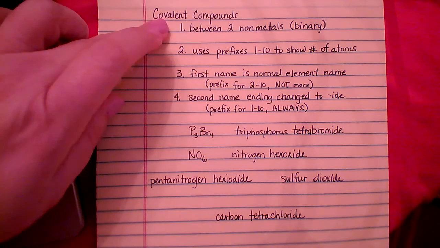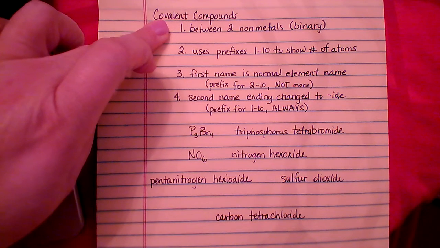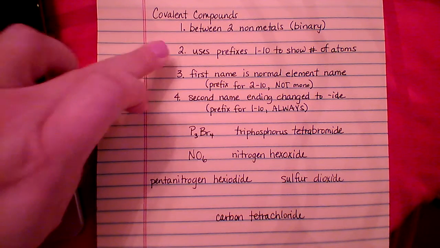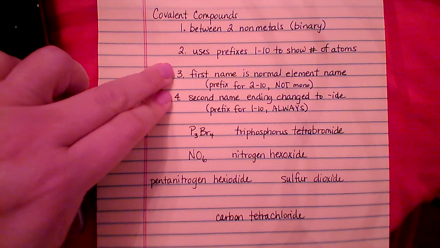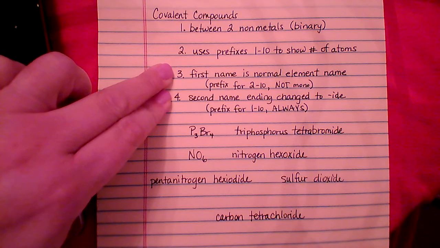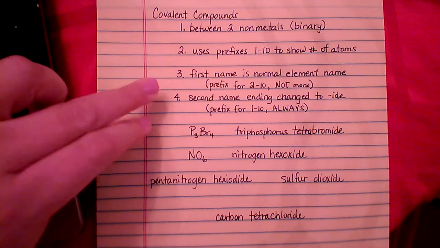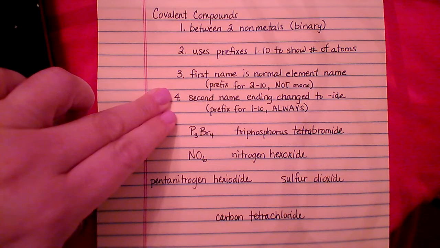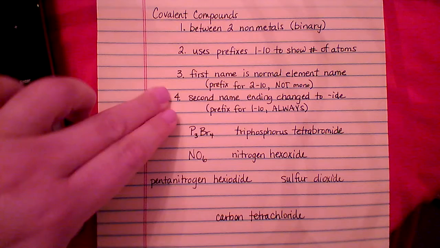Just as a quick refresher, remember covalent compounds are between two nonmetals. They use the prefixes 1 through 10 in the names. The first name will always be the element name with or without a prefix. Remember, mono is optional. The second name, always change the ending to "-ide", and you do have to have a prefix on the second name.